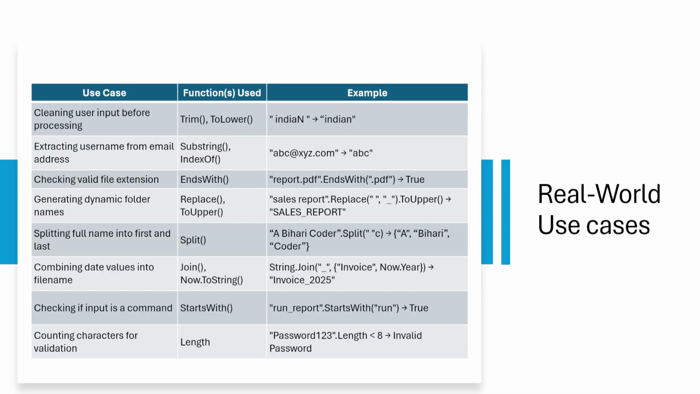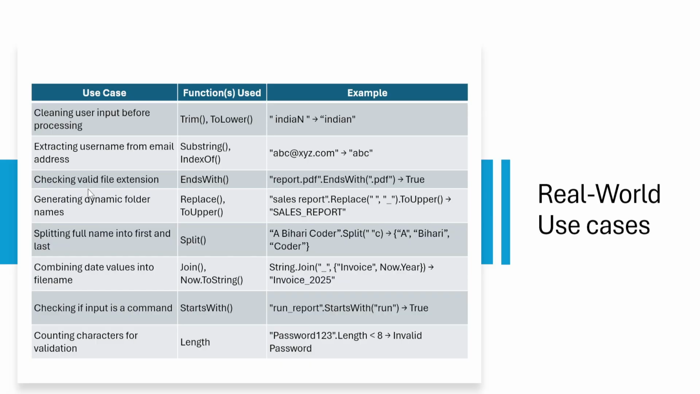There are some use cases here. Suppose you want to clean your data, then you can use Trim, ToLower or ToUpper. As you can see in the example, we have "Indian" written with spaces, and the N is in uppercase. We can convert it to lowercase like this, and also we can trim it. Then if you want to extract a username from an email address, you can use Substring and IndexOf. We have to use a combination of two functions, then only we will be able to extract ABC.